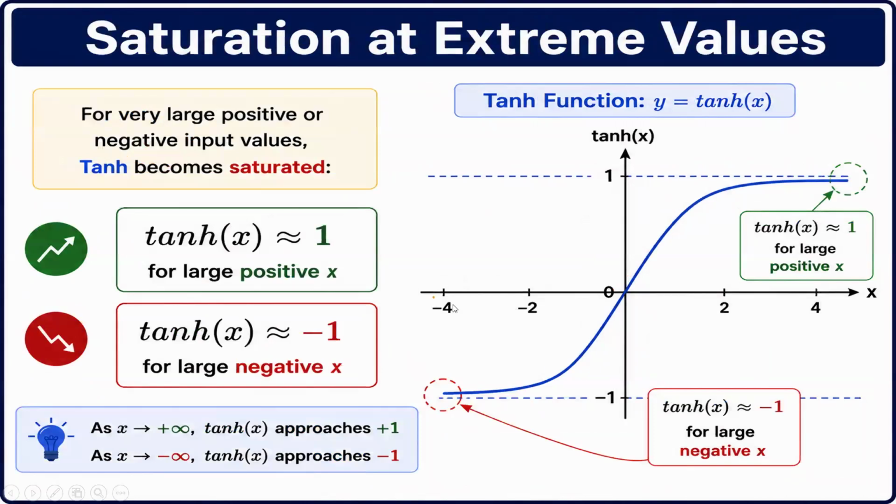The next feature is saturation at the extreme values. For a very large positive and negative value, tanh becomes saturated. Here it is saturated for large positive values, and for large negative values here also it is saturated. So that's why there is saturation at the extreme points in the tanh function.